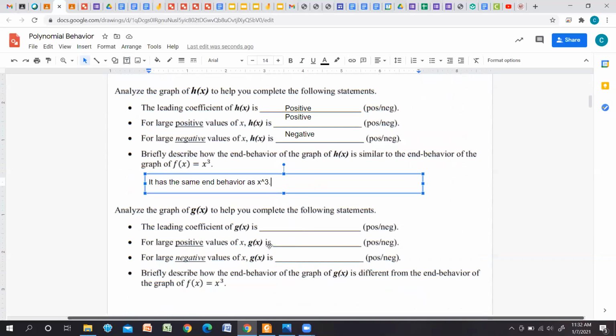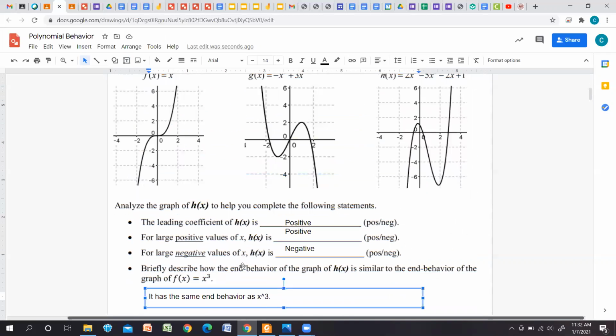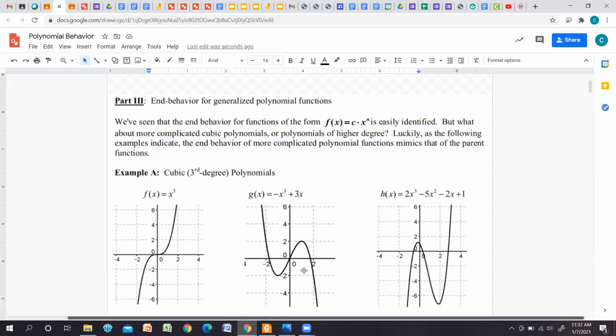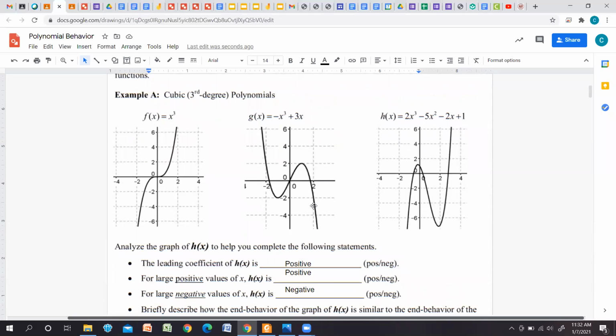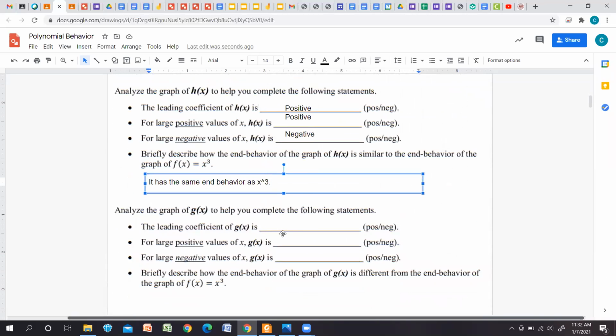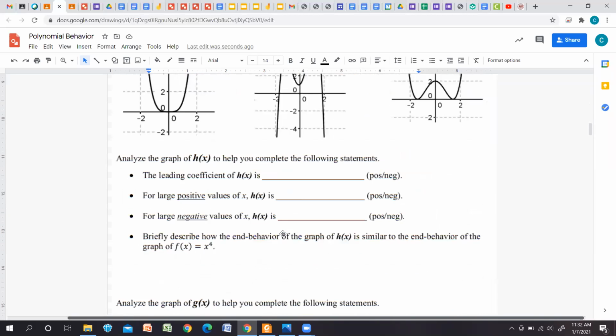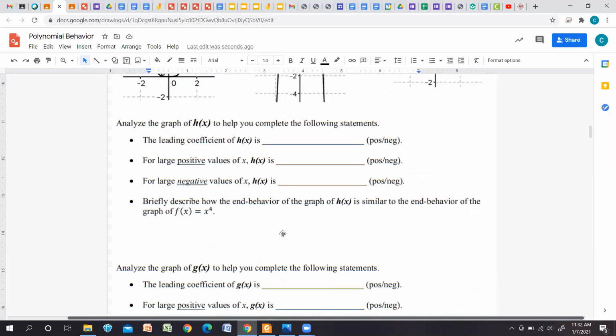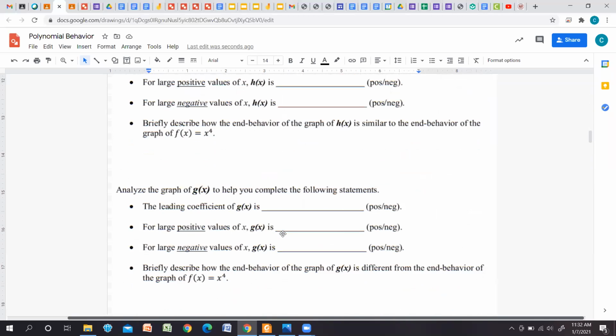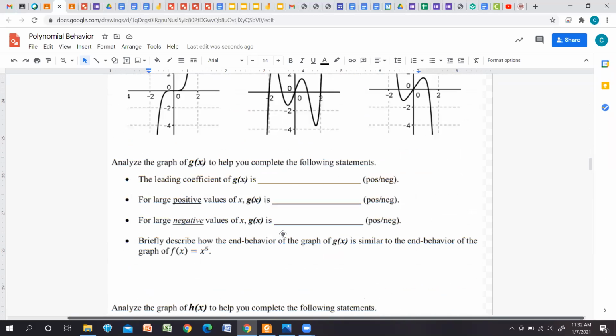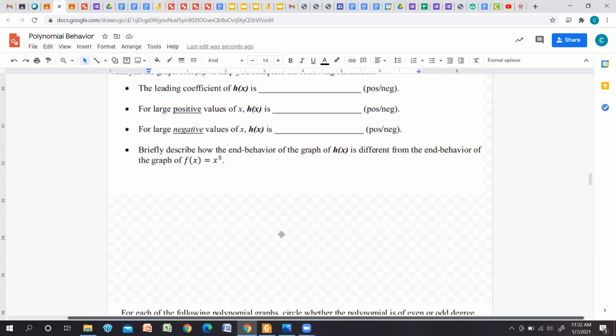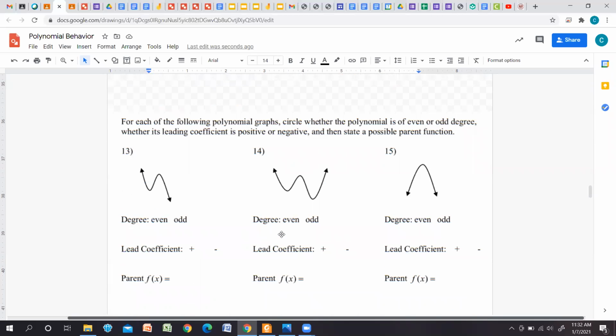Now down here, you're going to have to describe how g of x compares to x cubed. Notice it's in different directions. So you're going to go through the same step and just say it's opposite, right? Then you're going to go through fourth degree polynomials up here, fifth degree, and just do the same process and get more familiar with end behavior.